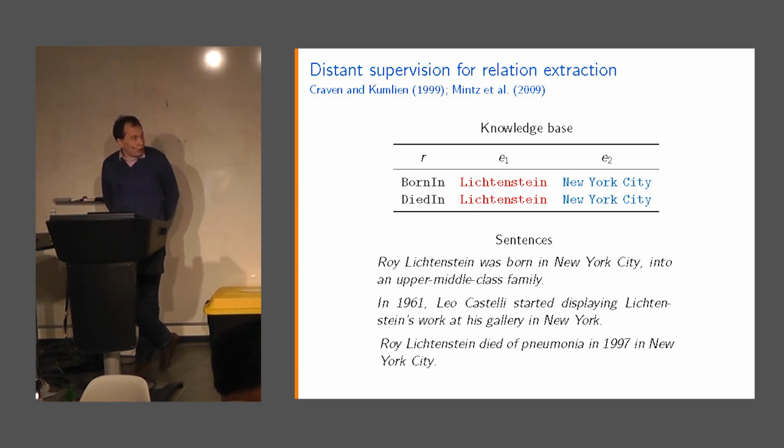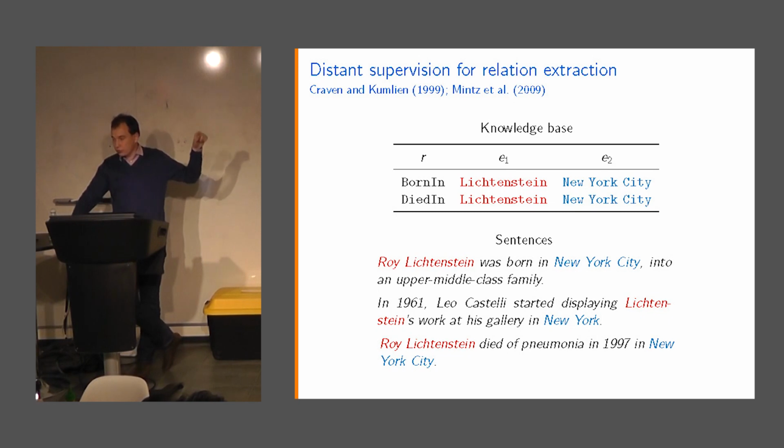So for example, you can consider this very simple knowledge base with two facts, two named entities. Then you can extract named entities from unlabeled data, link them to the knowledge base, and then label each of these sentences using the relation that appears in your knowledge base.